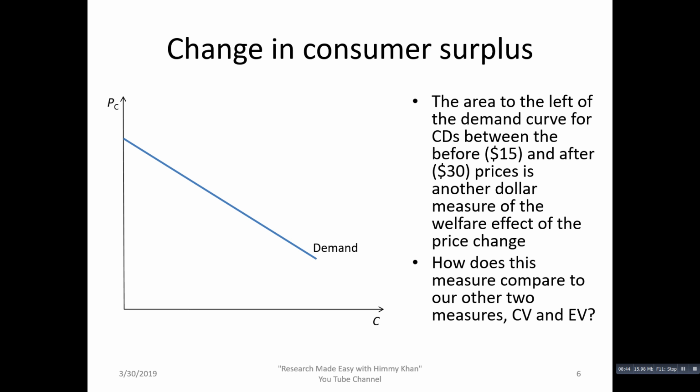The third approach is that of the consumer surplus. The area to the left of the demand curve for CDs between the price before, that is $15, and the after price, that is $30, is another dollar measure of the welfare effect of the price change. One can ask the question, how does this measure compare to our other two measures of compensating variation and equivalent variation?